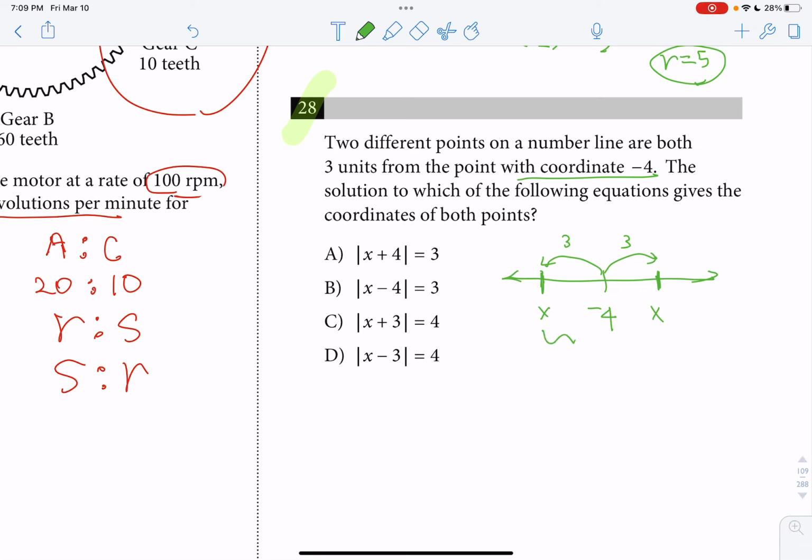The distance between x and negative 4 will be 3. That's what I do. So the distance expression will be absolute value. So the absolute value of x minus negative 4 will be 3. Then I can rewrite, subtracting a negative number, as x plus 4 equals 3. So the answer will be A.